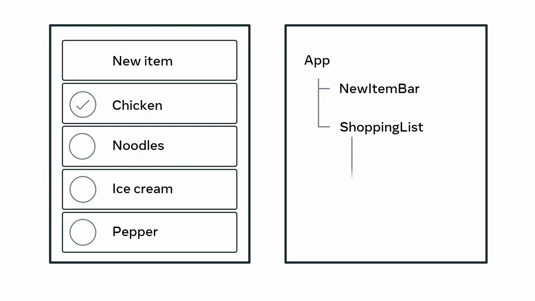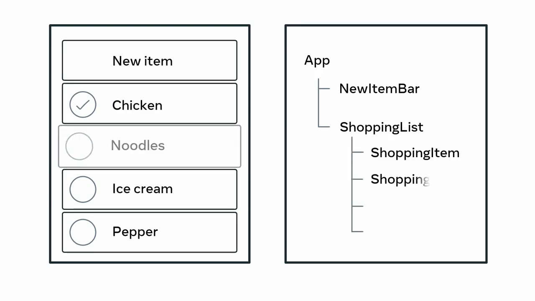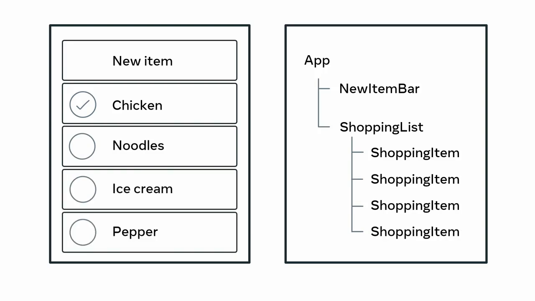Suppose your application is a shopping list of items that need to be picked up from the grocery store. At the root, we have the app component. The app component has two child components, new item bar and shopping list. The new item bar component allows us to add new items to the list. The shopping list component contains a shopping item child component for each item in the shopping list.